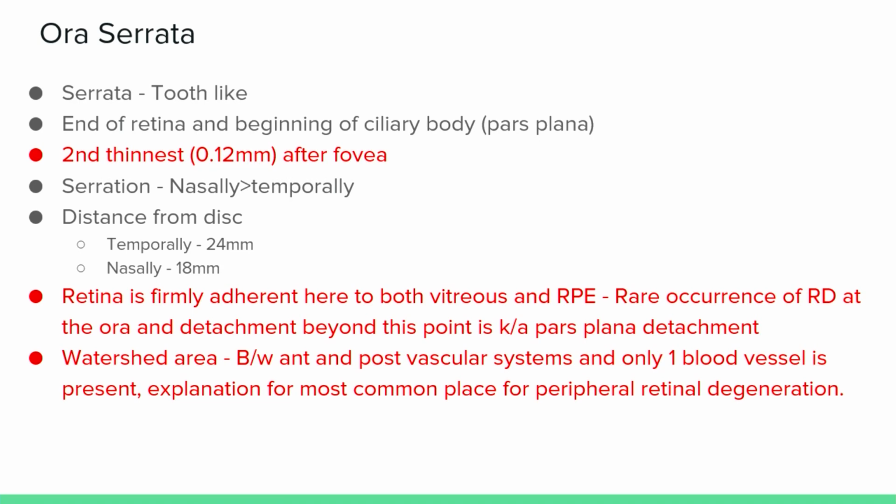The retina is firmly adherent to both the vitreous and the RPE, and thus there is a rare occurrence of RD at the ora. Detachment beyond this point is known as pars plana detachment. It is a watershed area between the anterior and posterior vascular systems, and only one blood vessel is present, which is the explanation for the most common place for peripheral retinal degeneration.